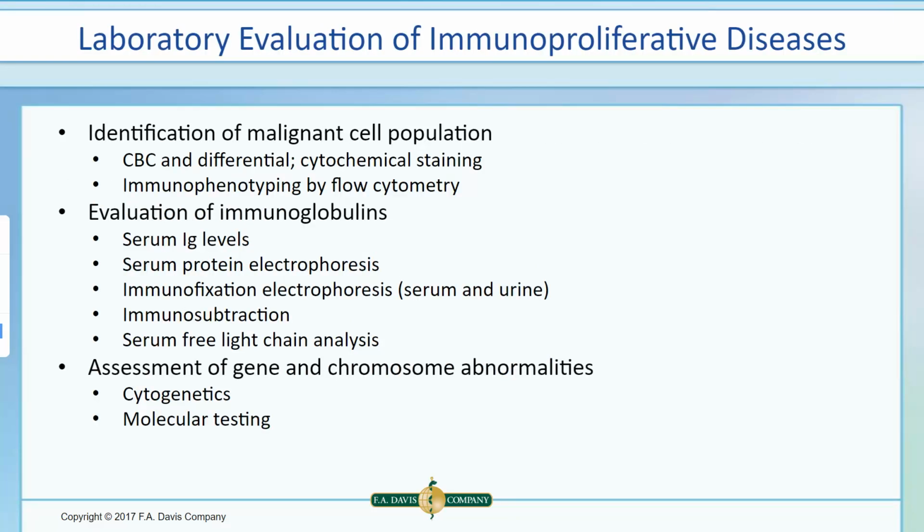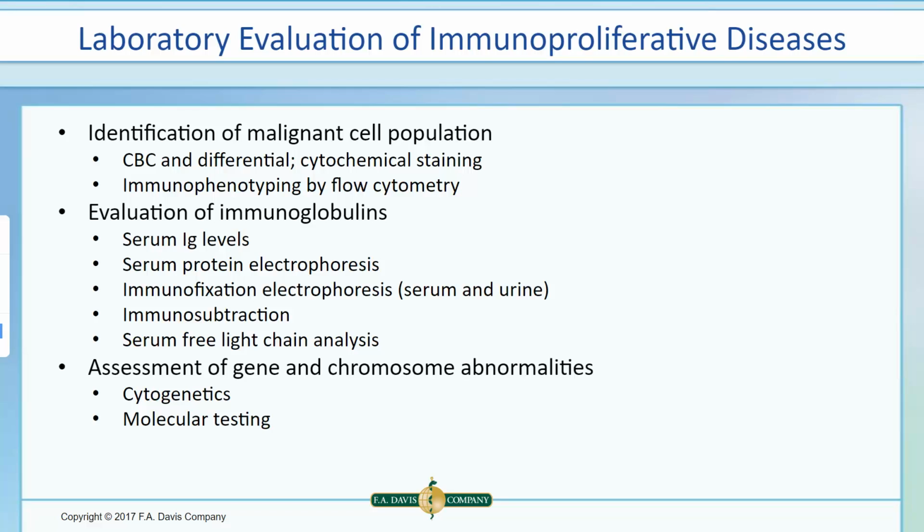The laboratory evaluation of immunoproliferative diseases. Identification of the malignant cell population through CBC and differential with cytochemical staining. Immunophenotyping by flow cytometry. So we look at how many white blood cells are there, look at the quality and structure of the white blood cells and the maturity of the white blood cells. And then immunophenotyping, that's to detect those clusters of differentiation, those CD markers on the surface of the cells, and that's accomplished through flow cytometry.